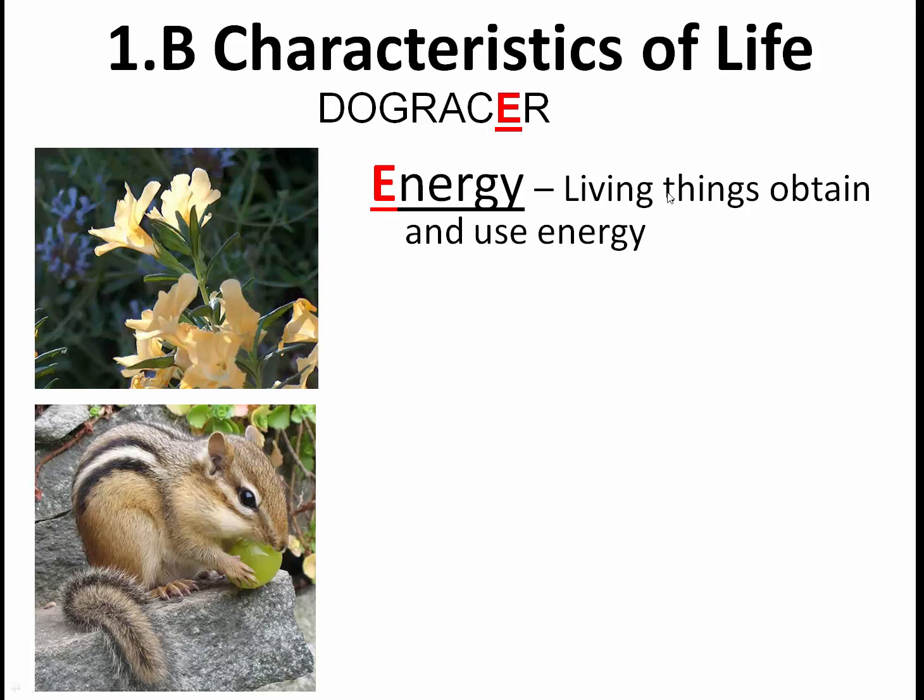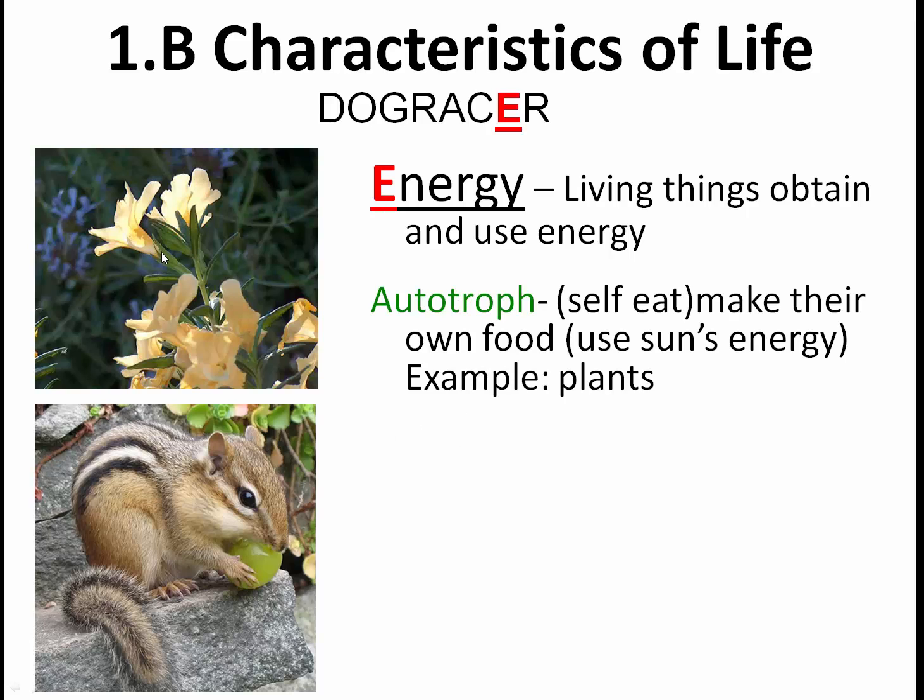E stands for energy. Living things must obtain energy. Some of them can obtain it from non-organic means, and others have to obtain it from eating organic material. So we have autotrophs, self-feeding, where they actually use sunlight to create oxygen for themselves for cellular respiration. They also create the sugar glucose, C6H12O6, their food source for ATP, or creating the energy for the cell.